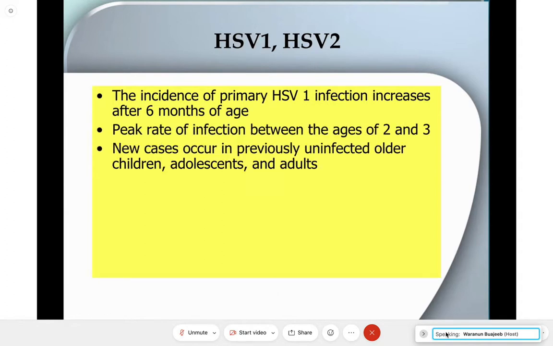The incidence of herpes simplex virus infection in the past was quite high in babies after 6 months of age, meaning that the antibody from the mother has disappeared already. The peak is about the age of 2 and 3. But later on, the infection can also occur in older children, in young adults, and in adolescents. So it means that it's not only in children that you can see primary herpes simplex virus infection.